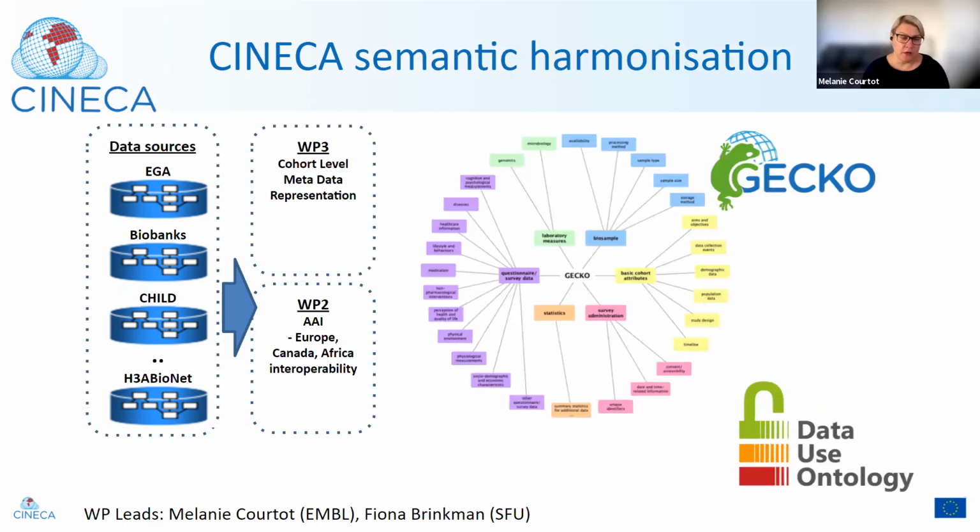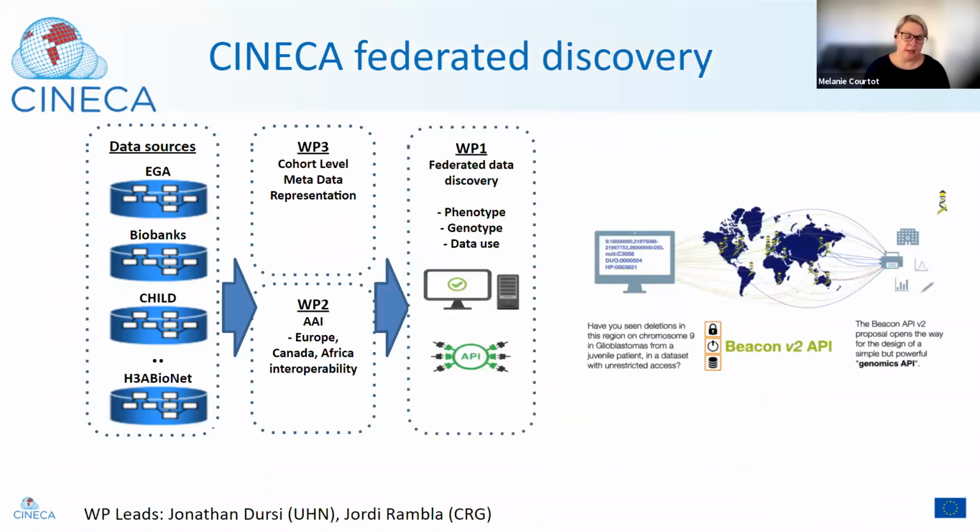Work package 3, which I co-lead with Fiona Brinkman at SFU, is really around semantic harmonization and metadata models. We've developed a model that represents cohort information. We're also leveraging the Data Use Ontology and our GHIF standard that I co-lead with Jonathan Lawson from the Broad. And together, those help work package 1, which is doing federated discovery, which in turn leverages the Beacon API, which then includes Phenopackets and includes DUO terms and so on. So it's really kind of a giant jigsaw of features coming together to build that pipeline.